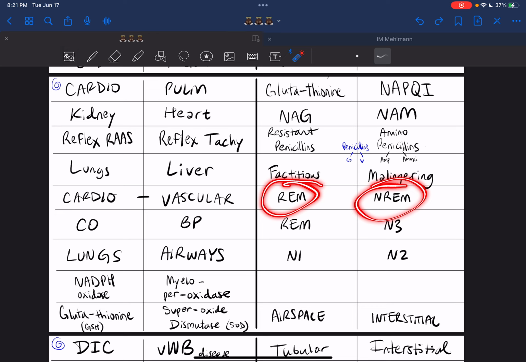REM versus NREM. Dreams versus not dreaming. When you're dreaming, your mind is awake, which means your body is paralyzed. That's REM. Versus in NREM, you're not dreaming, which means your mind is not awake, which means your body is awake. So this is where they're not paralyzed and they can do sleepwalking and all this stuff. Another one is nightmares versus night terrors. Nightmares are dreams, so they fall under REM. Night terrors are the opposite, so they fall under NREM.